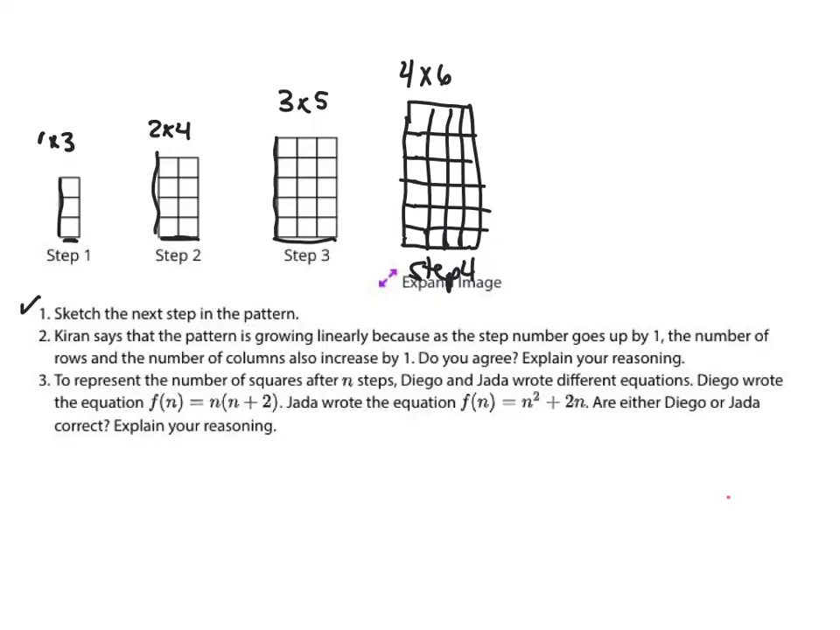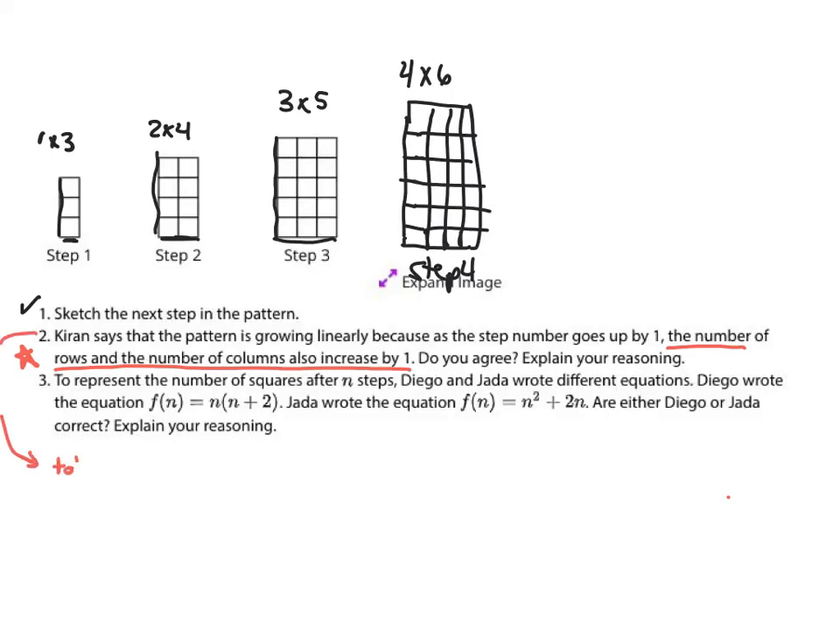Kieran says that the pattern is growing linearly because as the step number goes up by 1, the number of rows and the number of columns also increased by 1. Do you agree? Explain your reasoning. So Kieran is correct when he says the number of rows and the number of columns increases by 1. That's correct. But let's go down here.